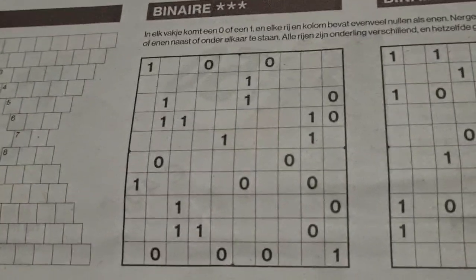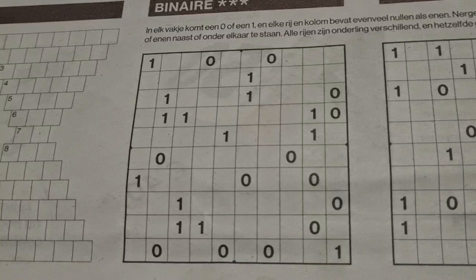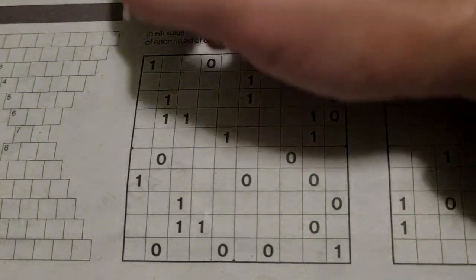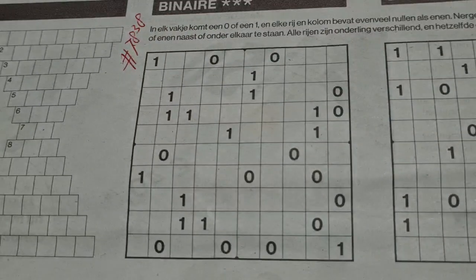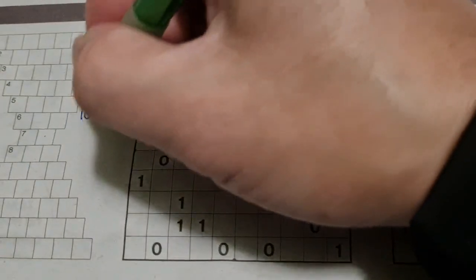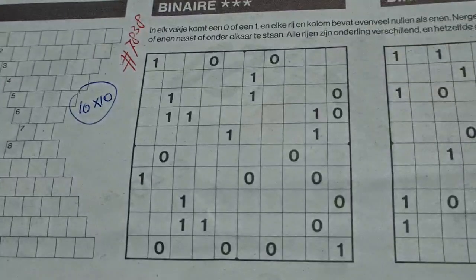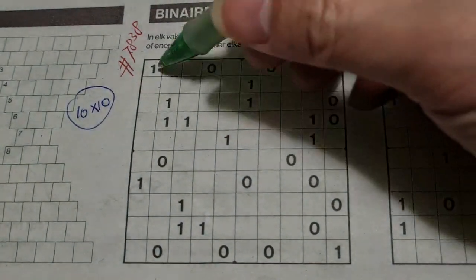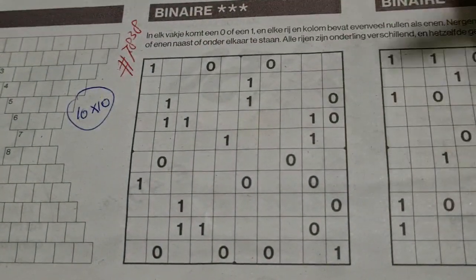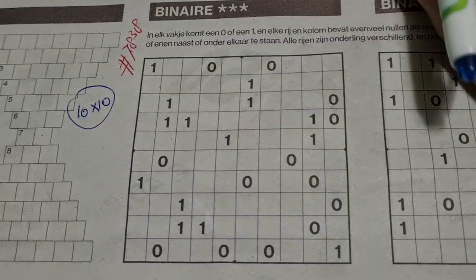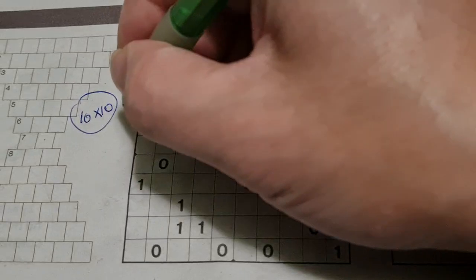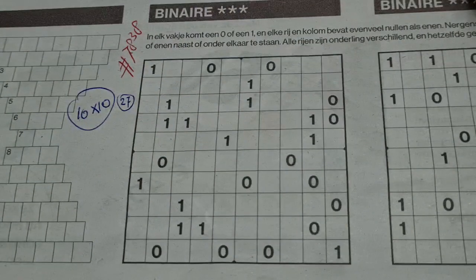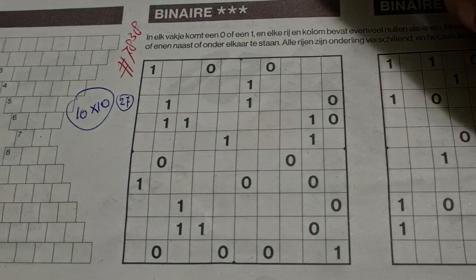Let me zoom this out. Okay, this will be number 7838. I've told you it's a 10 by 10. That means in a row or in a column there are always 5 0s and 5 1s. And before I start, I always count the digits: this one has 27 digits. Okay, so let's get started.